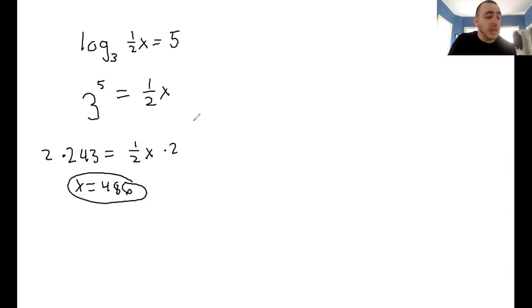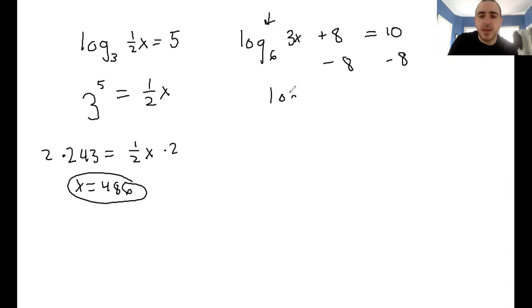All right, let's make it a little bit more challenging now. So we'll have log base 6 of 3x plus 8 equals 10. The first thing I'm going to do is isolate this log, so I'm going to subtract 8 on both sides. And then I'm going to get log base 6 of 3x equals 2.